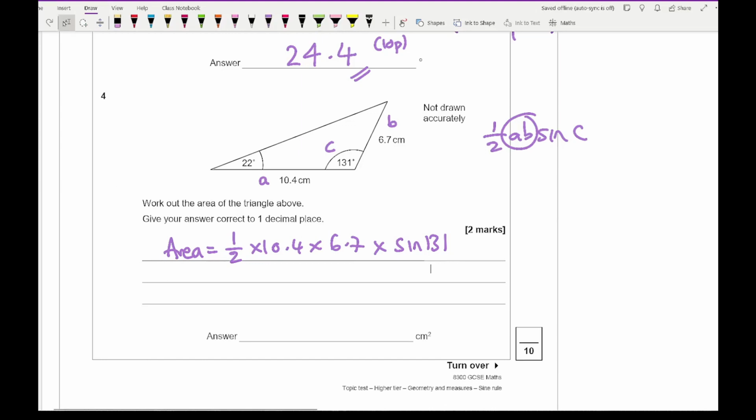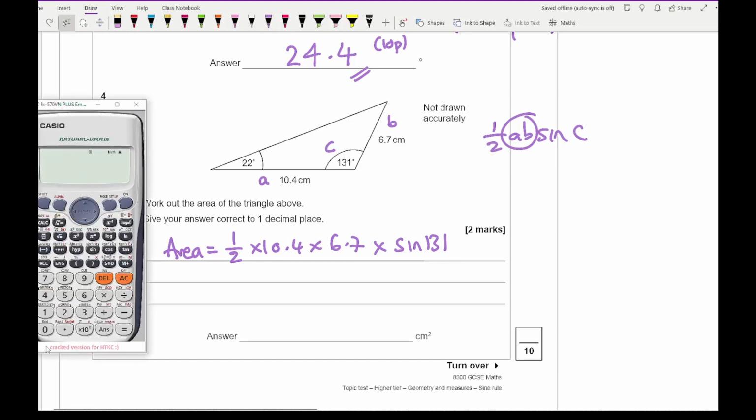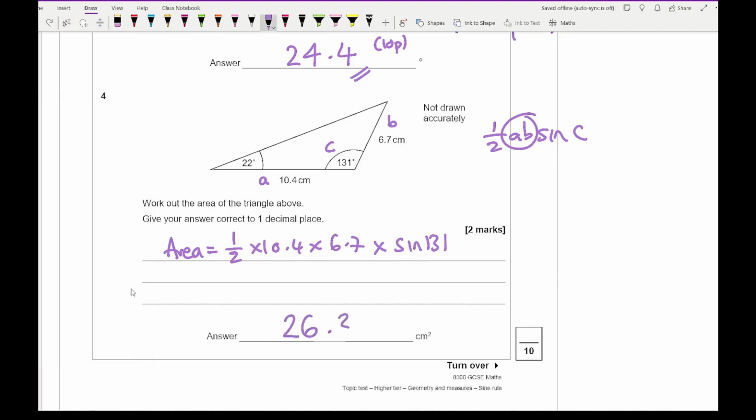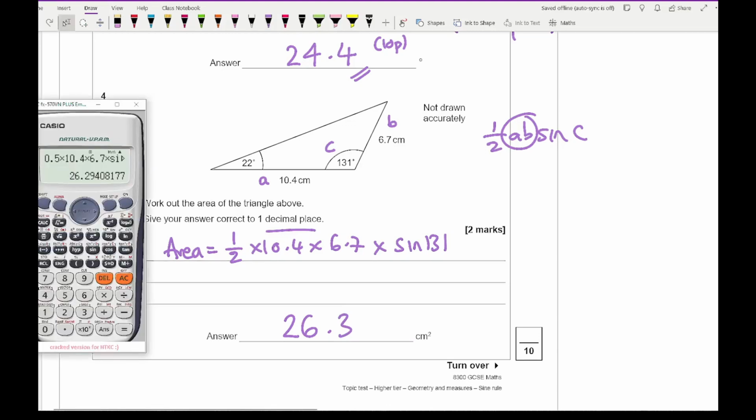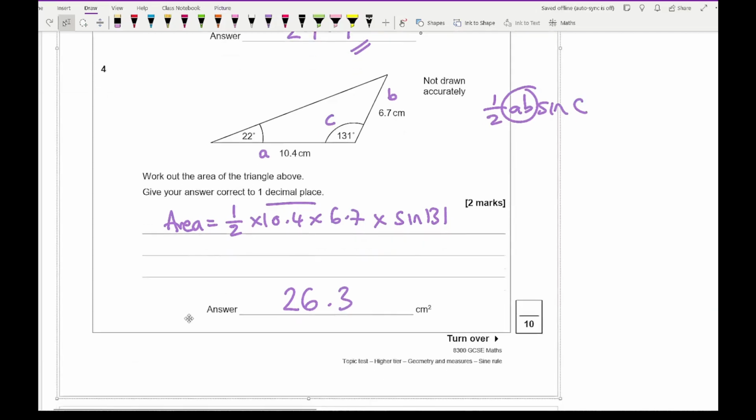And if I type that all into my calculator, I can use a half or 0.5, it's the same thing. So we've got 10.4 times 6.7 multiplied by sine 131, close bracket, equals, and it comes up as 26.3, and that's to 1 decimal place. And I don't need to write 1 decimal place because it's told me to write 1 decimal place. You just want to double make sure you have rounded that correctly, which I have.